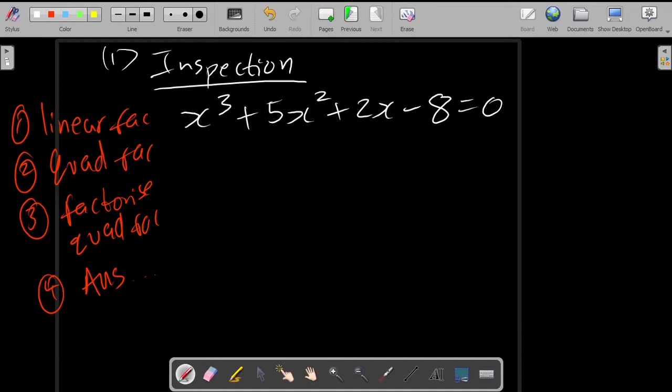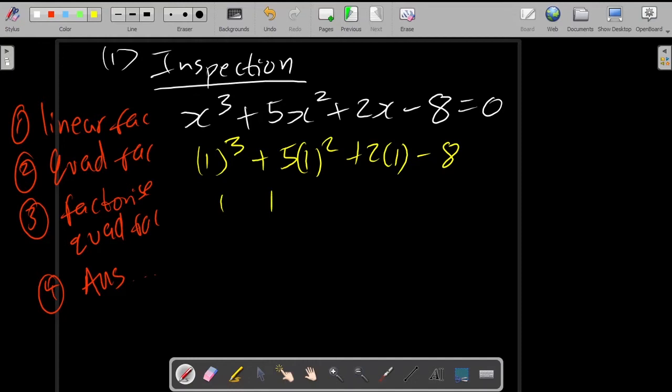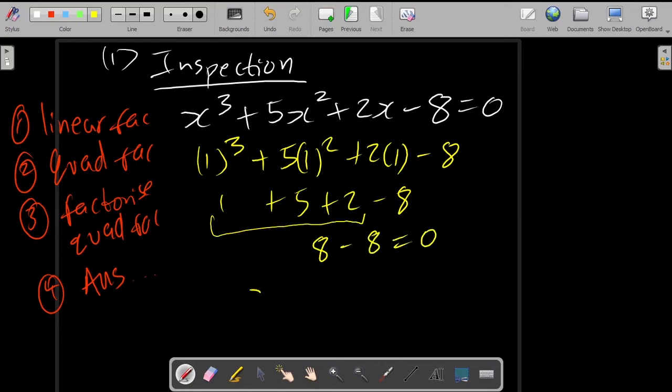So let's try another factor. Let's try something like 1. So if you try 1, this is where we are going with this. So let's see what 1 gives us. So we have 1 over there, we have 5 over there, 2, and minus that. On this side, we basically have 8 and -8, which is equal to 0, which means that x minus 1 is a factor of this cubic polynomial.